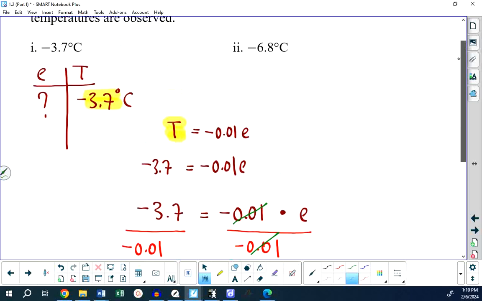Well, in this question here, we're going to put negative 6.8 in for the temperature. How do we solve for E? Divide both sides by negative 0.01 and get E equals 680.